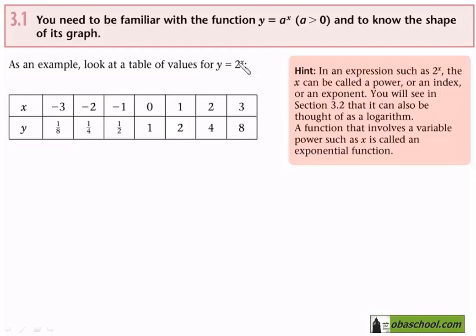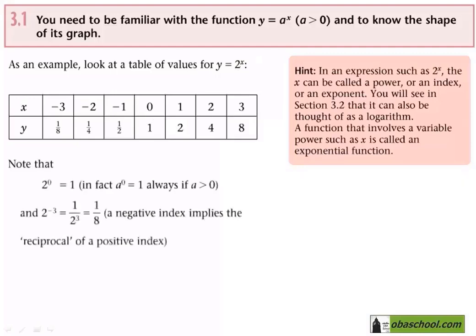Moving on, let us also discuss something else concerning exponential functions. Here we have our example, y equal to 2 to the power x. Note that 2 to the power 0 is equal to 1. In fact, a to the power 0 is equal to 1 always if a is greater than 0.